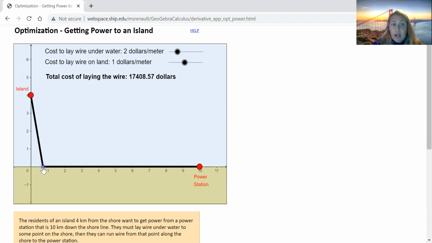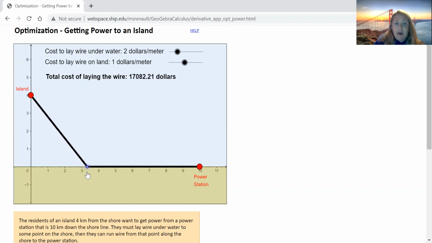Because the overall distance that I'm building is less, but I'm still getting out of the water faster than when I went across in a straight line. So if I move along like this, I'm still getting cheaper yet. And now, wait a minute, now I'm going back up, right? Now I'm getting more expensive again.